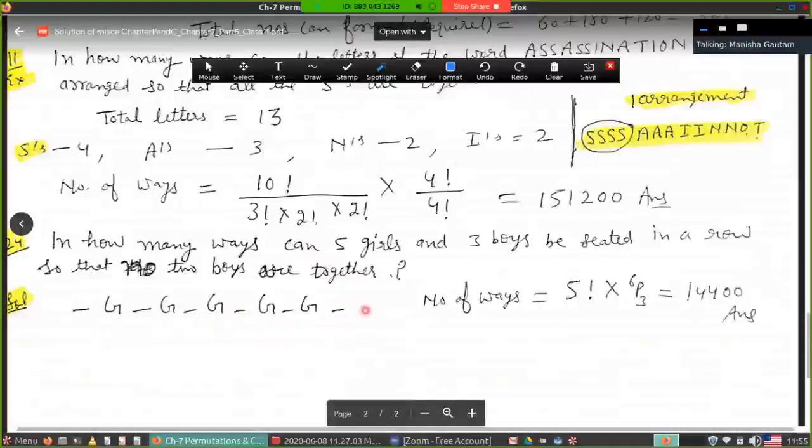So out of 6 only you have to fill 3, because only 3 boys are given to you. It means 6P3. And 5 girls can interchange their places. So that's why it is 5 factorial. 5 factorial into 6P3 is equal to 14,400.